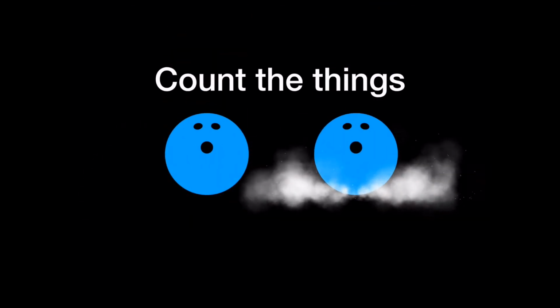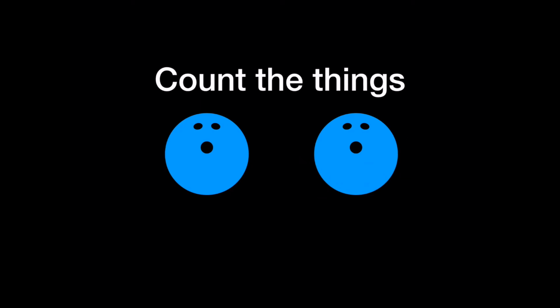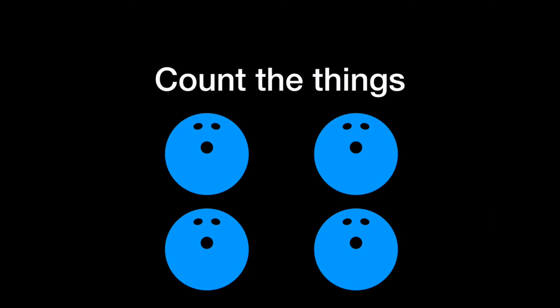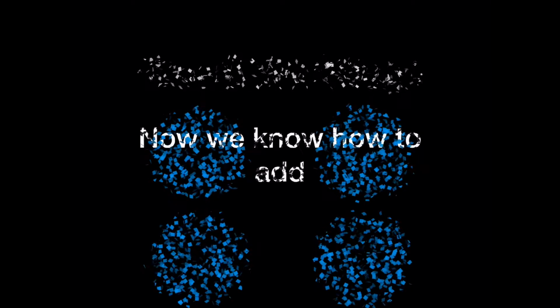So I'm going to teach you how to add. What you're going to do is you count things. We have 2 bowling balls and 1, 2. And we're going to add another 2 bowling balls to this. And you end up with how many? 1, 2, 3, 4. So now we know how to add.